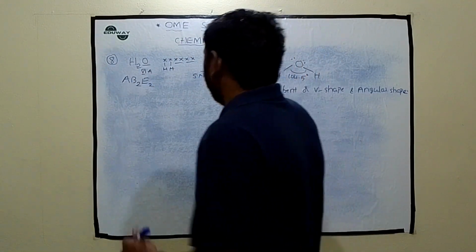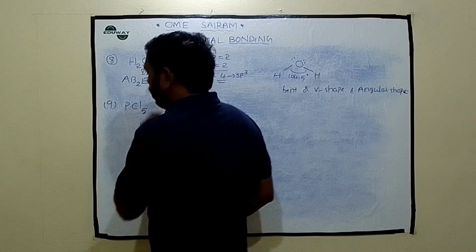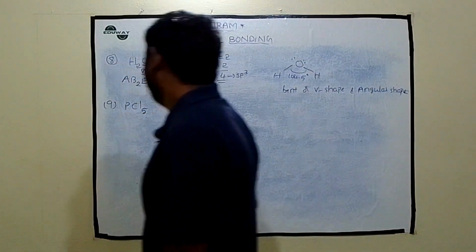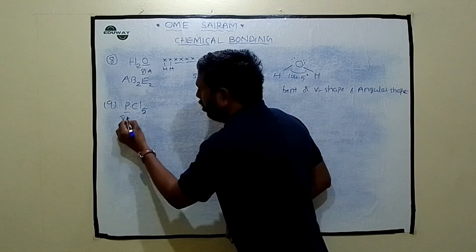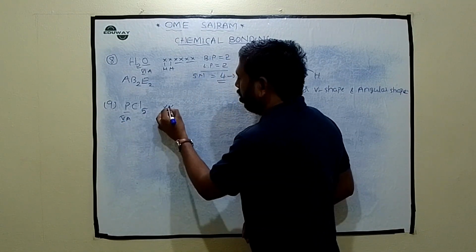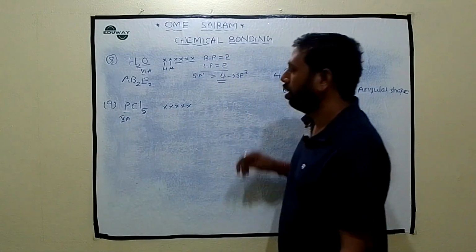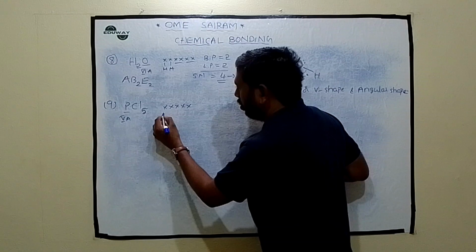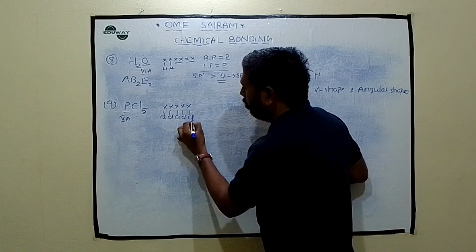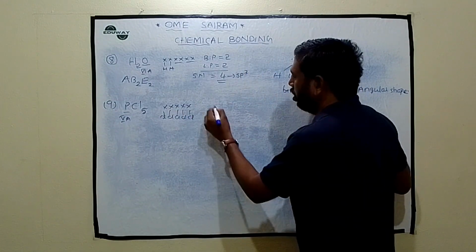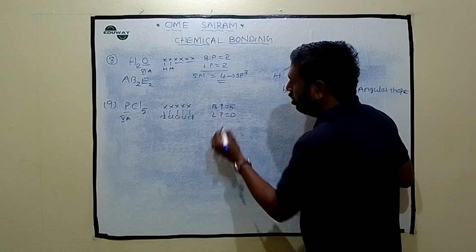So next molecule, PCl5, phosphorus pentachloride. The central atom is phosphorus. It belongs to the 5th group, which means it contains 5 valence electrons. Phosphorus is forming 5 bonds with 5 chlorine atoms, 1, 2, 3, 4, 5. That means 5 bond pairs, and there are no lone pairs, 0.